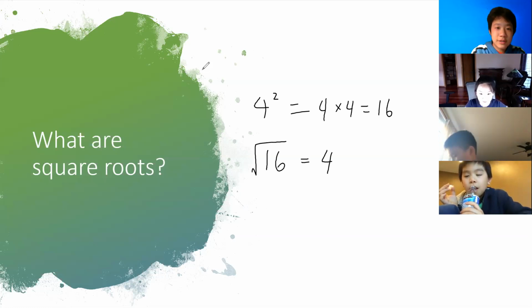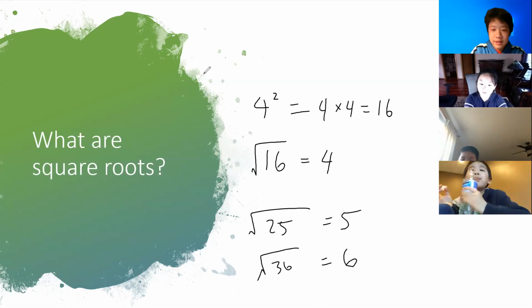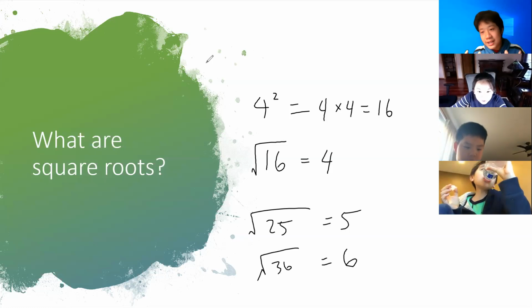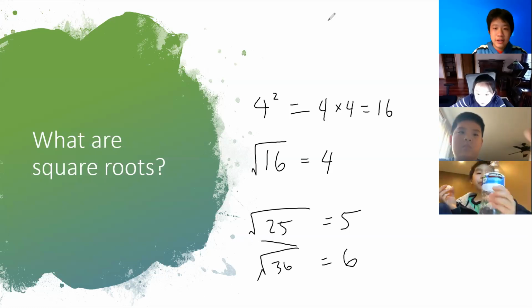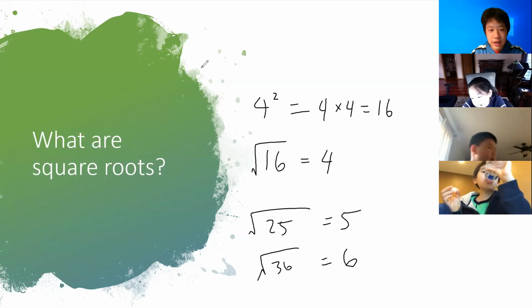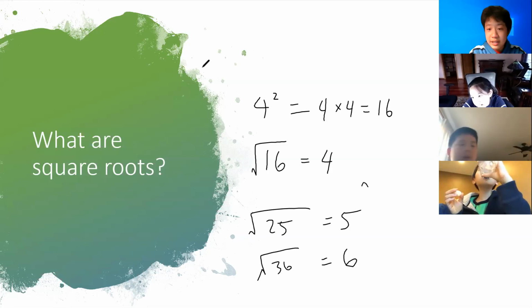So more examples of square roots are, well, the square root of 25 is 5, right? Square root of 36 is 6. So when we find the square root of a number, we ask ourselves, hey, if we take this number and think about other numbers, what other number multiplied by itself will get to the number we have here? So in this case, for 25, we'll think, hey, what number times itself equals 25? 5, okay?